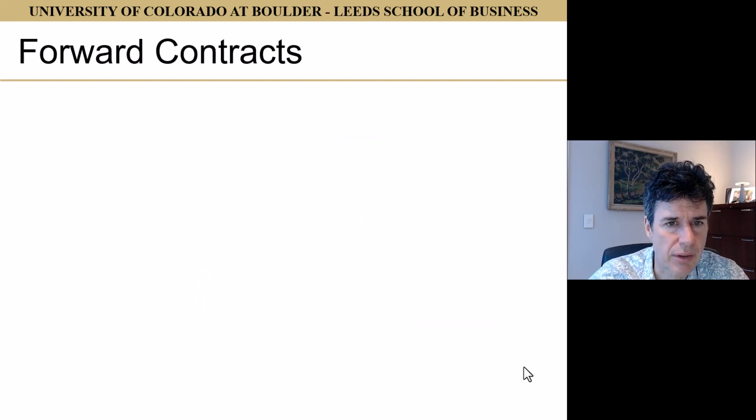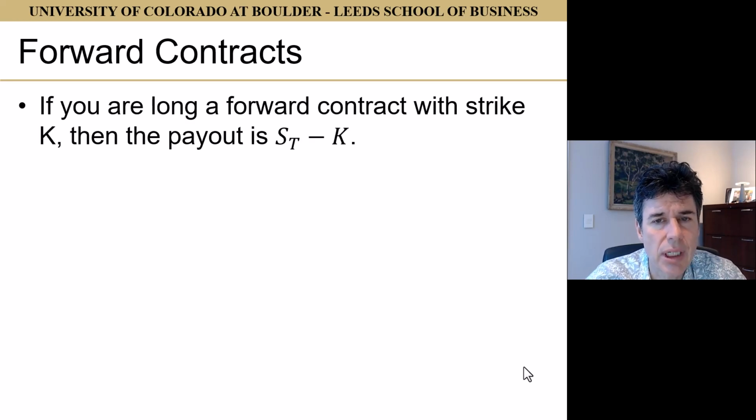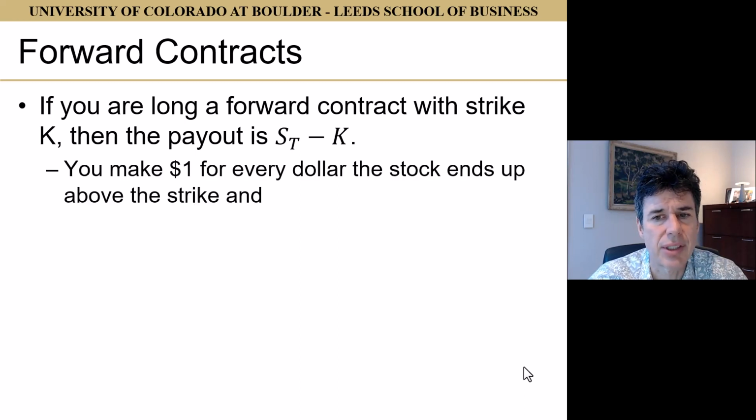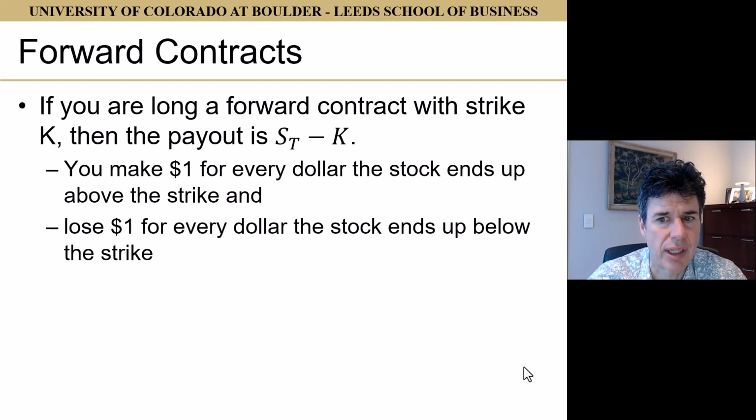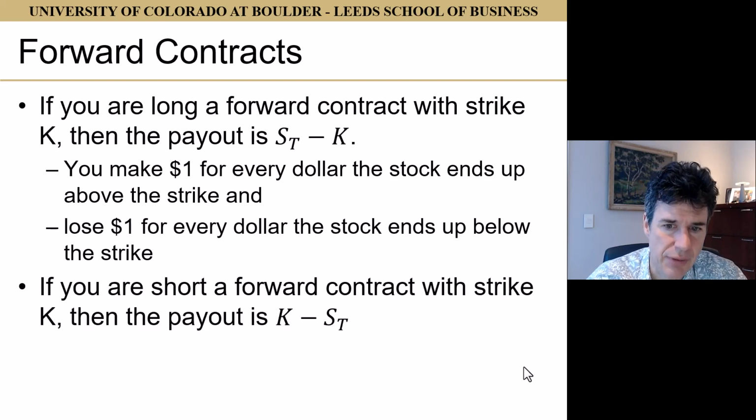A couple other things that we want to look at. One is a forward contract. If you're long a forward contract with strike K, remember that obliges you to buy the asset for K, then the payout is the final stock price minus K. You make $1 for every dollar the stock ends up above the strike, and lose $1 for every dollar the stock ends up below the strike. If you're short a forward contract with strike K, then the payout is K minus S_T. If you're long N forward contracts, then you multiply the payout by N.